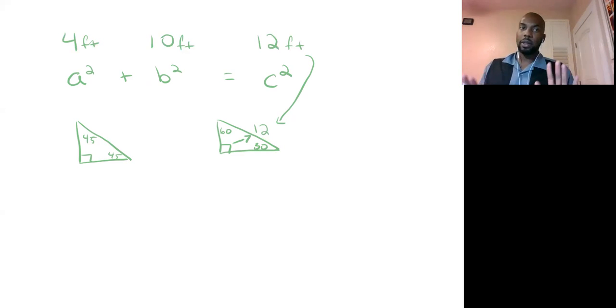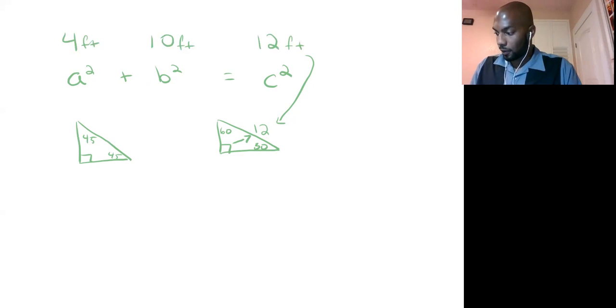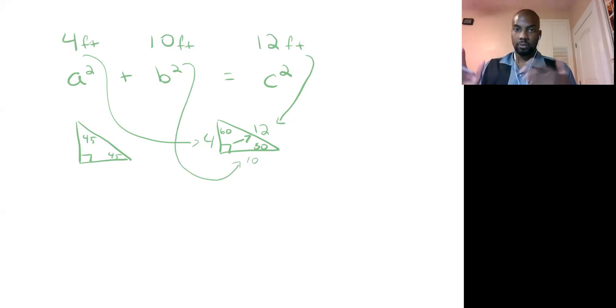So that's how I determine the hypotenuse. How do I determine the short leg and the long leg? Well, just logically, 4 feet is the shortest, so I imagine that would go here. And 10 feet is medium, so it would go here.